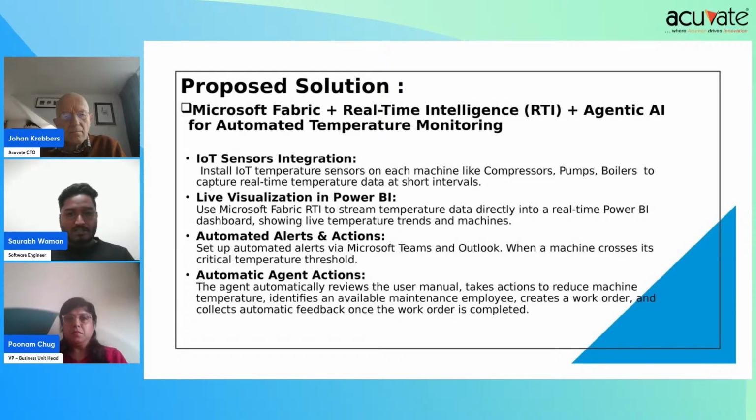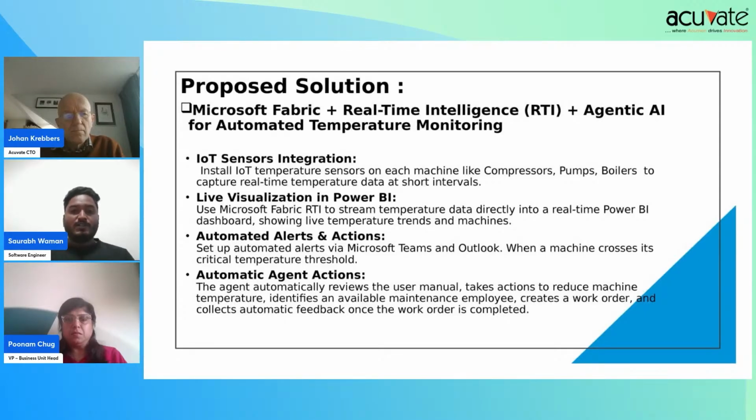Once we get that real-time temperature data, we are storing it in the Fabric environment. On top of that Fabric environment, we are creating real-time temperature dashboards. With the help of that dashboard, we can see the live temperature trend for each and every machine. Also, we can send Teams alerts or Outlook alerts if the temperature goes above the threshold limit. So it will automatically get activated and send an alert to the maintenance department, saying this particular machine goes above the threshold limit temperature. So please look into that.